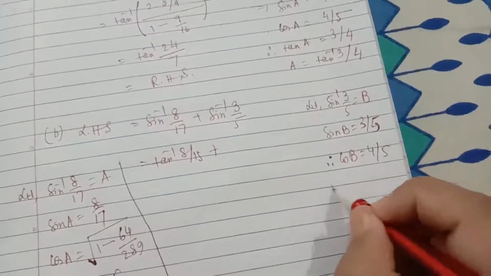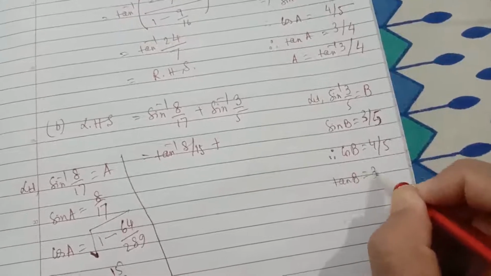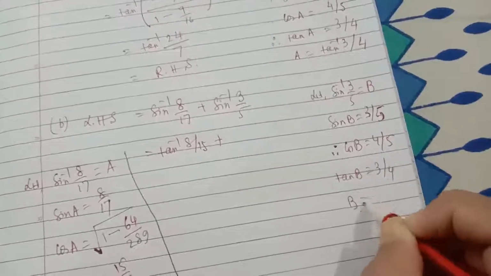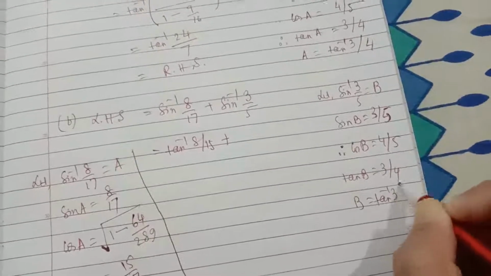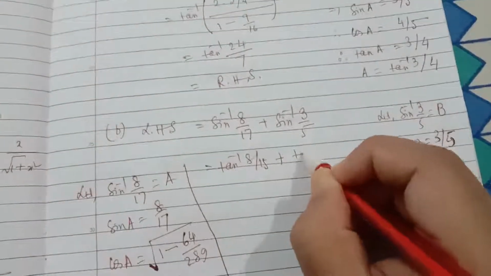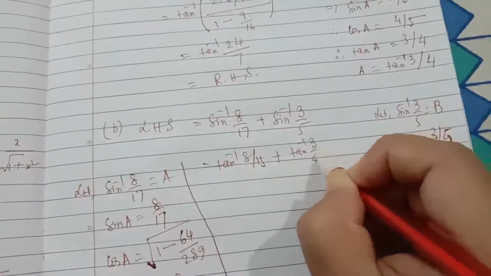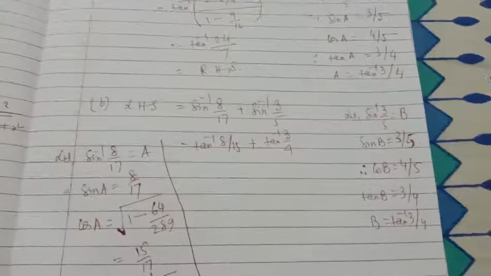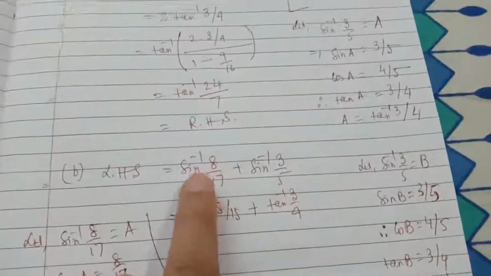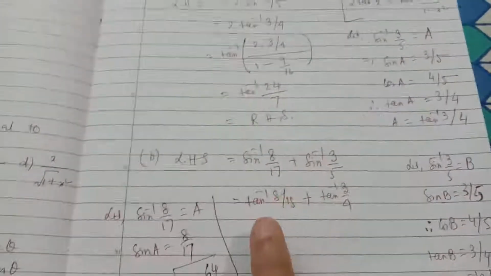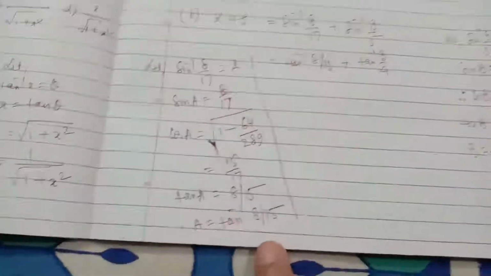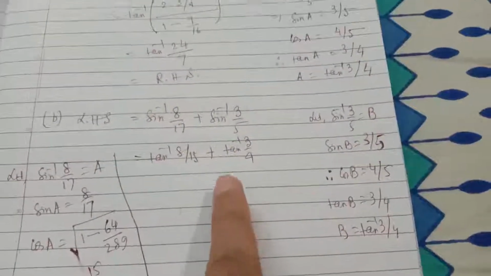Okay. Tan b will be 3 by 4. And b will be tan inverse of 3 by 4. So it will be tan inverse of 3 by 4. Now we have changed both of these from sine inverse to tan inverse: tan inverse of 8 by 15, tan inverse of 3 by 4.